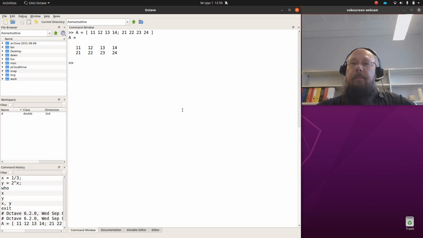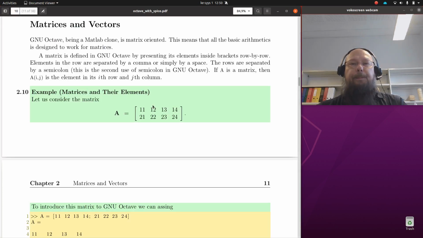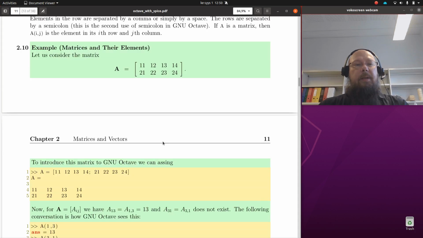Okay, it looks correct. So now Octave tells us back that A is, and now it understands that this is the first row and this is the second row, and then it prints it back formatted so it looks more or less like a matrix like here. Okay, assigning or introducing matrices is as simple as this.